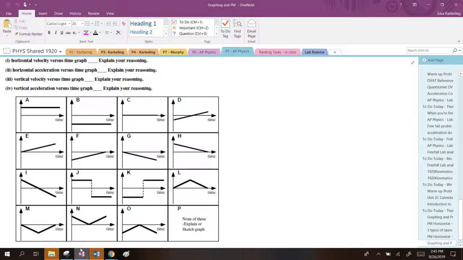Okay, so which of these four is the easiest to figure out? The gravity one. Or three. Acceleration. All of them. Right, so like 2 and 4 are really just like the warm-up problem, aren't they? Okay, so let's do number 2 first. Horizontal acceleration versus time graph.